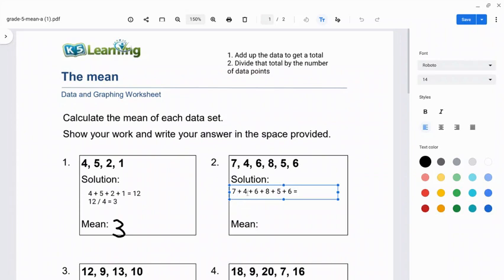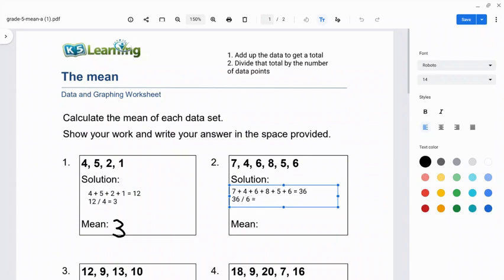I've got 7 plus 4. It's 11. Plus 6, 17. Plus 8, it's going to get me to 25. Plus 5 is 30. Plus 6 is 36. And then I'm going to divide by the number of data points. So I'm just going to count the numbers. 1, 2, 3, 4, 5, 6 numbers. So 36 divided by 6.